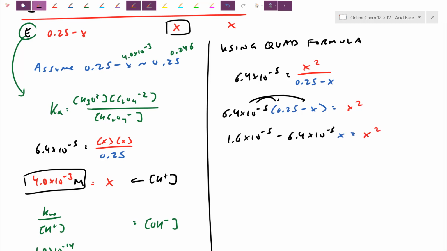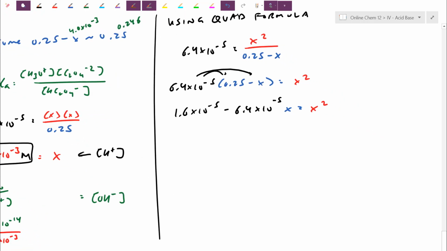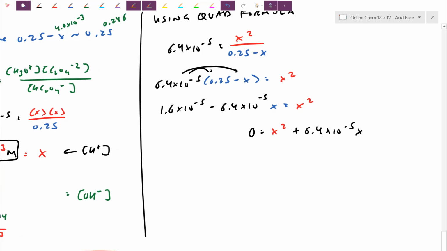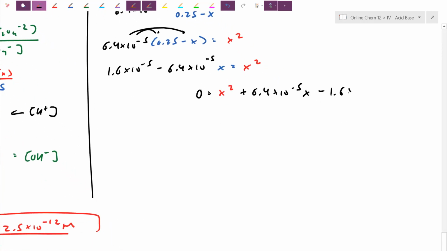Usually you would push everything over to one side, but this time, since it's a quadratic, let's push everything over to the right hand side. So we're going to have 0 is equal to x squared. I'm going to add the 6.4 times 10 to the negative 5x, and then let's subtract this 1.6 times 10 to the negative 5 over. These are all just scientific notation numbers. Remember, from your math classes, a is the number before the x squared, so a is 1. B in this case is this 6.4 times 10 to the negative 5, and then c is actually going to be this entire constant, negative 1.6 times 10 to the negative 5.